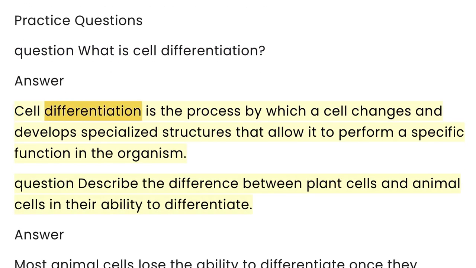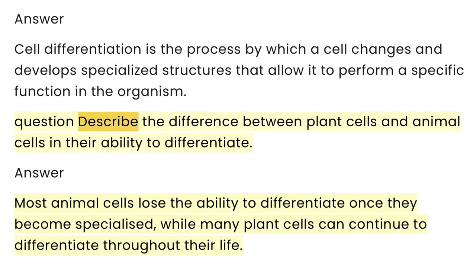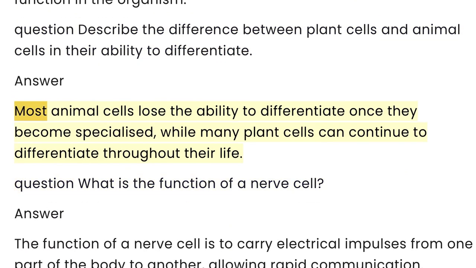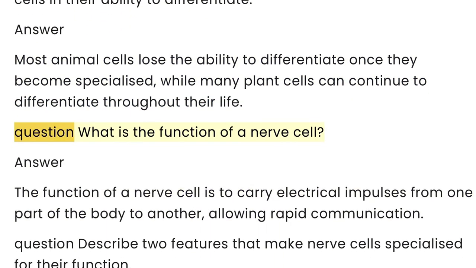Cell differentiation is the process by which a cell changes and develops specialized structures that allow it to perform a specific function in the organism. Question: describe the difference between plant cells and animal cells in their ability to differentiate. Most animal cells lose the ability to differentiate once they become specialized, while many plant cells can continue to differentiate throughout their life.